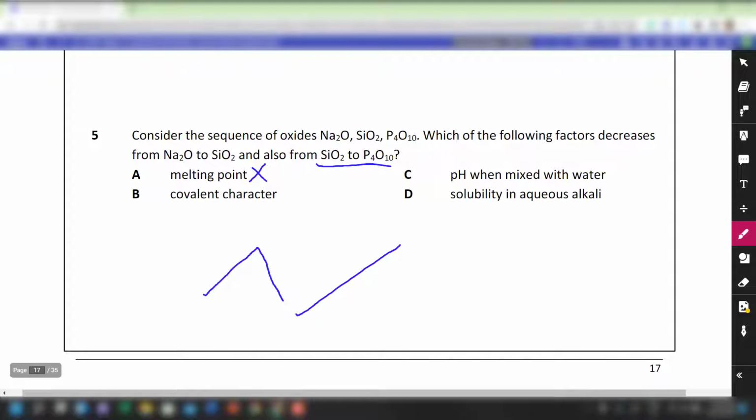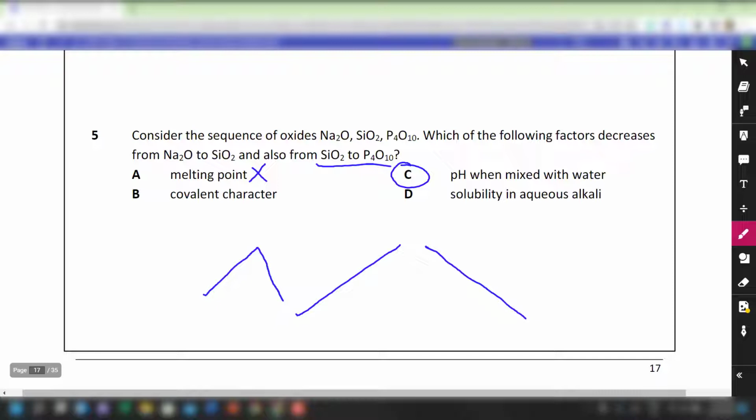For the pH when mixed with water, sodium oxide, when you dissolve it in water, gives you an alkaline solution. Silicon dioxide is not soluble in water, so it's neutral. Phosphorus 5 oxide will hydrolyze completely to give you phosphoric acid, so you're going to get an acidic solution, so the pH decreases. So for option C, it goes down. So option C is probably the option which we'll be picking.